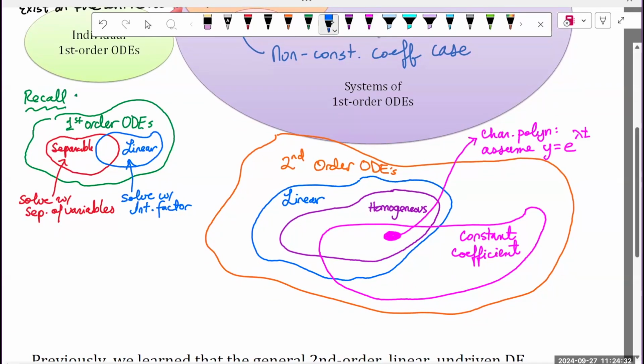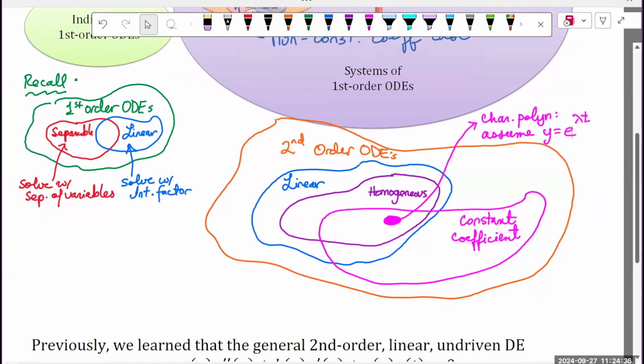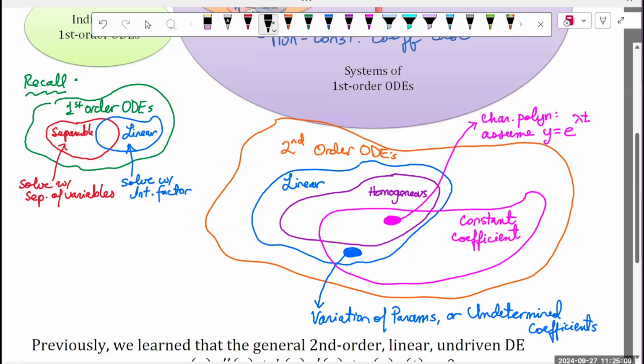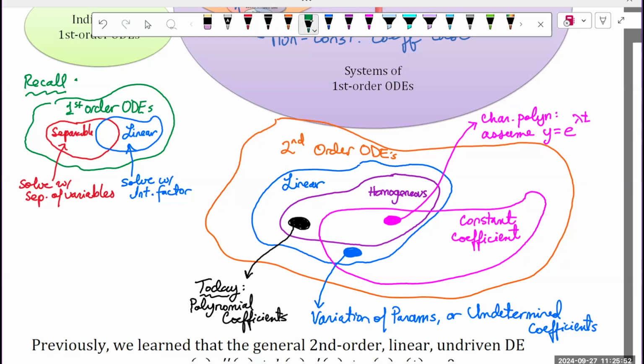We've also learned that if we are not homogeneous, but still linear and constant coefficient, we have a couple of approaches available to us, and those are variation of parameters and undetermined coefficients. What we'll be looking at today is this special case here, where we are still linear and homogeneous, but our coefficients may not be constant. There is a subset of non-constant coefficients that we have one way of dealing with, and that is if our coefficients are polynomial. Of course, outside of all of these, we can implement numerical methods when we don't have anything else available to us, or in order to enhance what we do know about what's available to us.